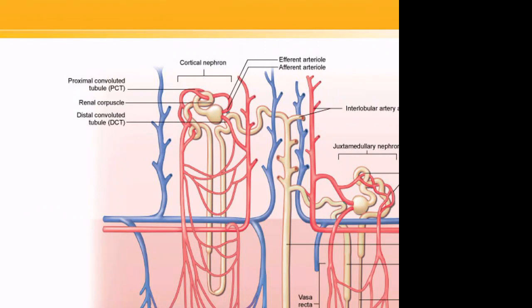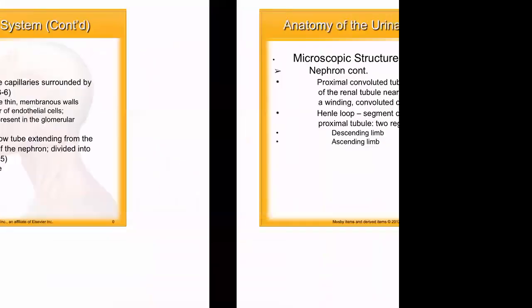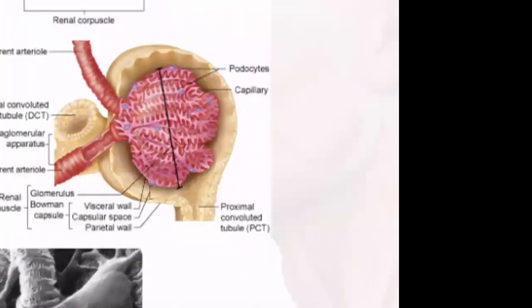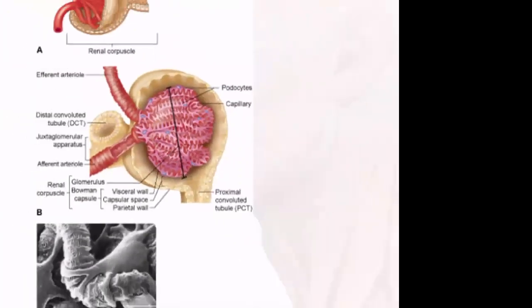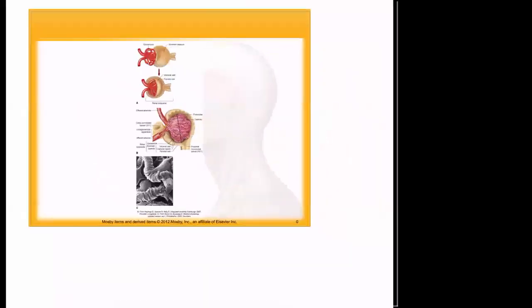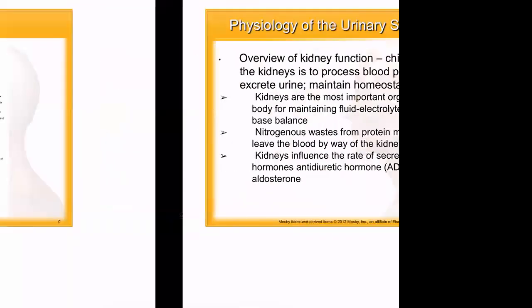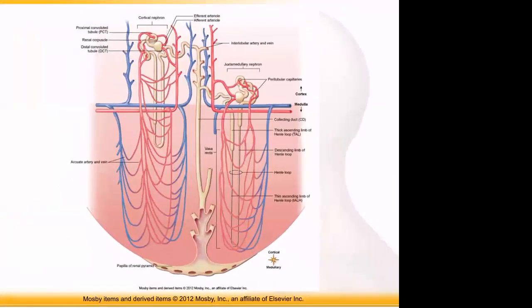The reason for this is because when we filter stuff out back here in the glomerulus and the Bowman's capsule, when we're filtering things out of our blood, we are actually going to lose a lot of stuff that we don't want to lose. We are going to lose things like water. We are going to filter out a huge amount of water.